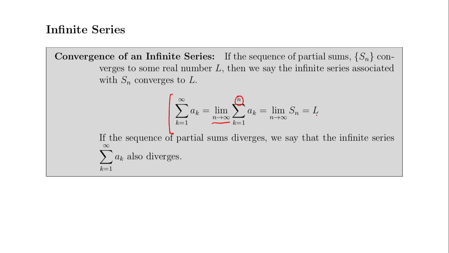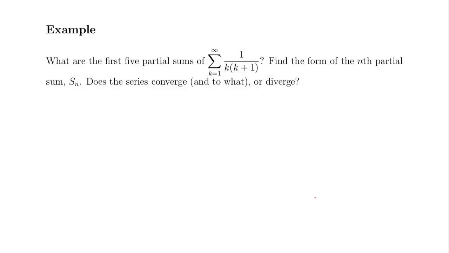And so, if that sequence converges to L, then that's what our series converges to. If the sequence of partial sums diverges, then we say the infinite series diverges as well. All right, so what does this actually even look like? Let's try and mess around with this. What we have to do first is just write down some of the partial sums. So I gave the direction to just write down the first 5.